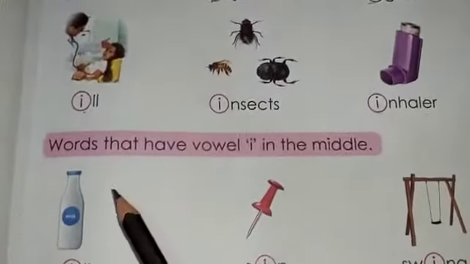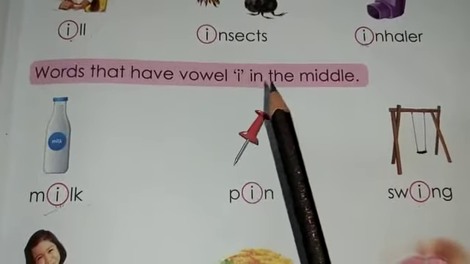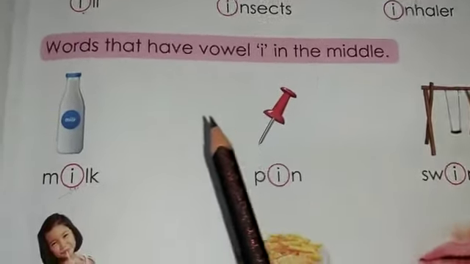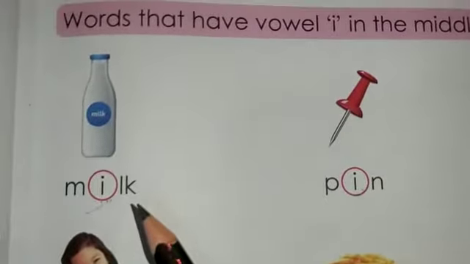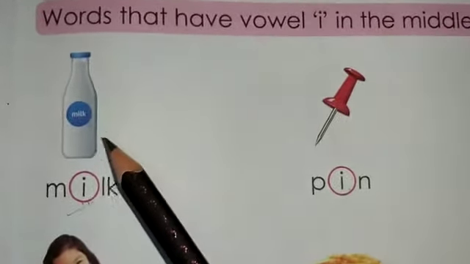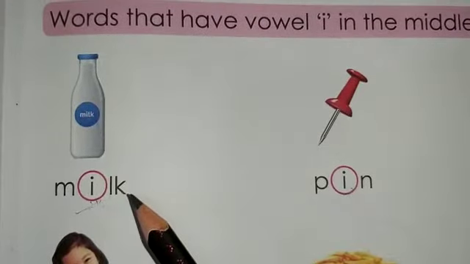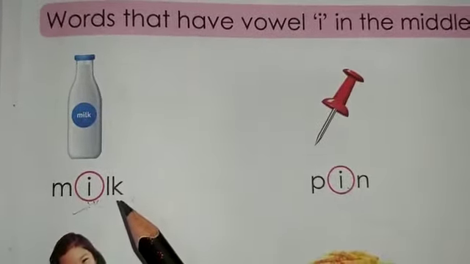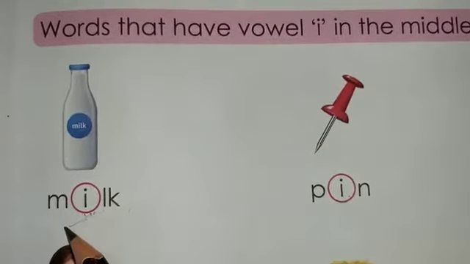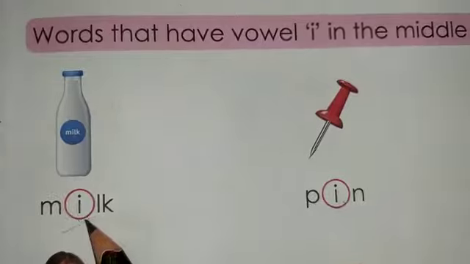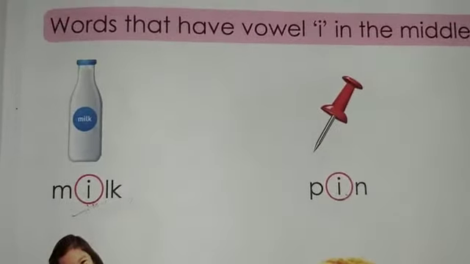Now, next we are going to do the words that have vowel I in the middle. Now, let's see the first picture. What do you see in the first picture? Yes, there is a bottle which is filled with milk. M-I-L-K, milk. And where is the vowel I? The vowel I is there right in the middle of the word. Here is the vowel I. That way we are going to do all other words. I hope that's clear.